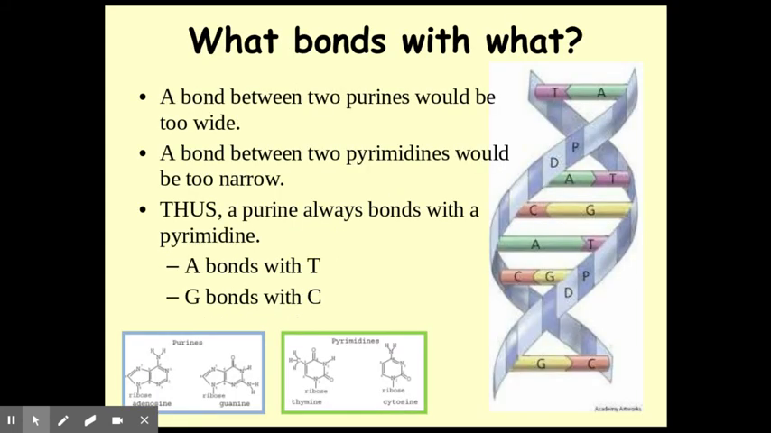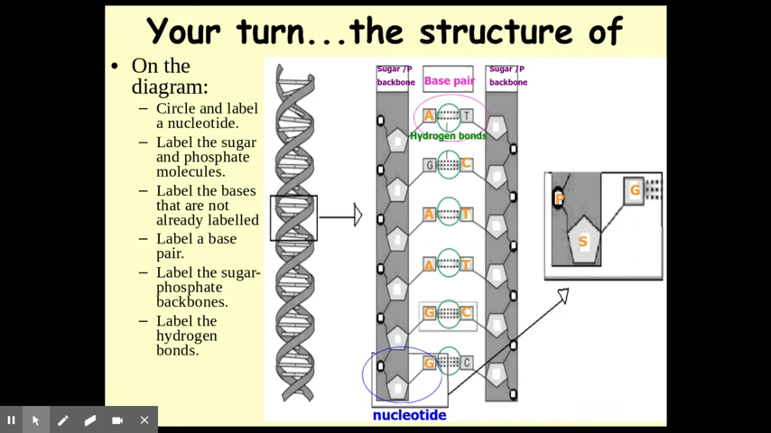So consider a bond between two purines. If you had a bond between two purines, you'd have 4 rings, so that would make that area really wide. And if you had it between two pyrimidines, you would only have 2 rings, so that would make it really small. Your DNA structure wouldn't be very strong because it would be going in and out. So you have adenine bonding with thymine, which makes 3 rings, and guanine bonding with cytosine, which makes 3 rings. And so going up the DNA strand, it is very even and very strong because it can be tightly bound together.